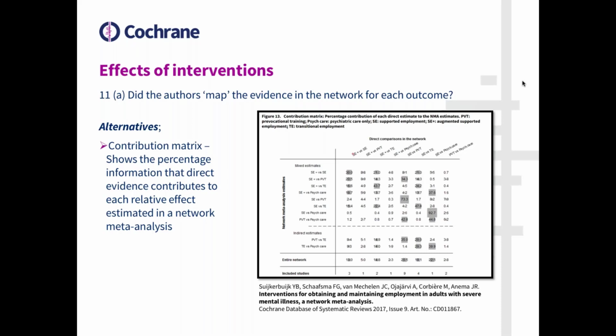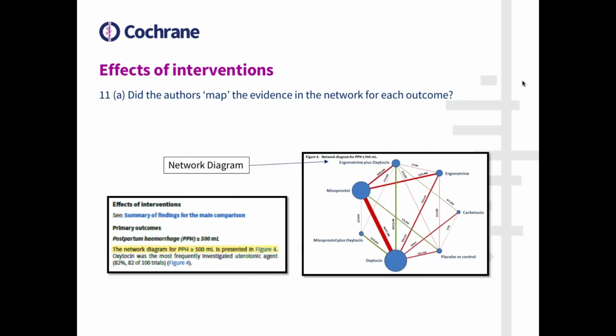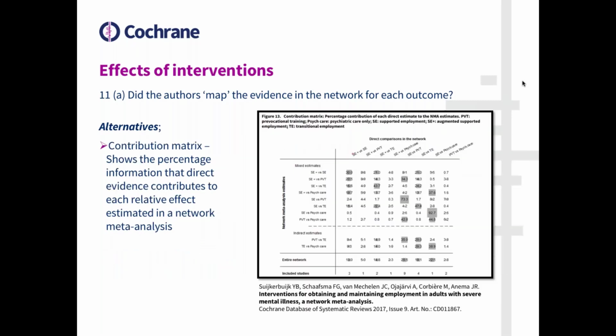But in terms of just an editorial perspective, all we really want is to see one of these three options, just knowing that the evidence has been mapped in some way, preferably as a network diagram, but if not, a table or a contribution matrix is equally viable.